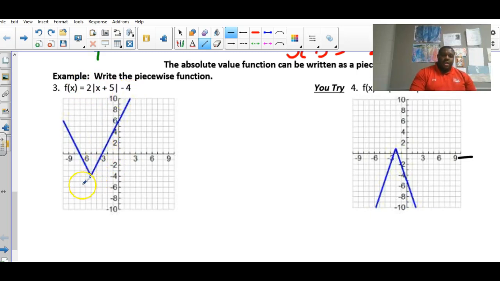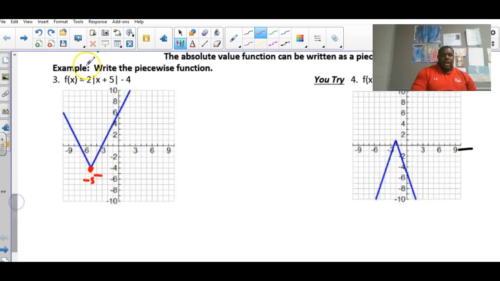The first thing we do, guys, is find the x value of the vertex. Here's the vertex right here. We just identify the x value. Counting 1, 2, 3, 4, 5, that's -5 right there. So this is -5.